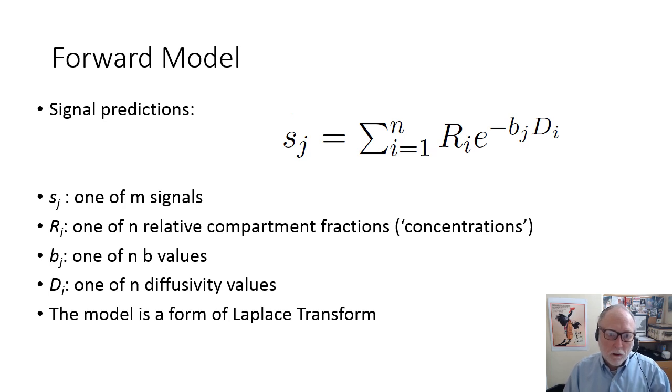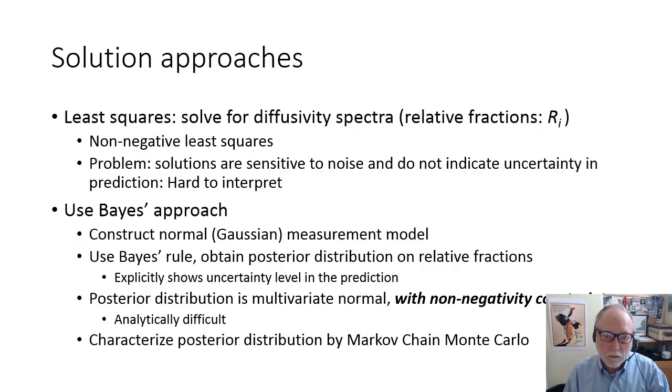This is the forward model. The predicted signal is a sum of exponential decays weighted by the relative fractions. It can be seen as being a type of Laplace transform. Theoretically, we might hope to directly invert this Laplace transform. However, that is not practical.